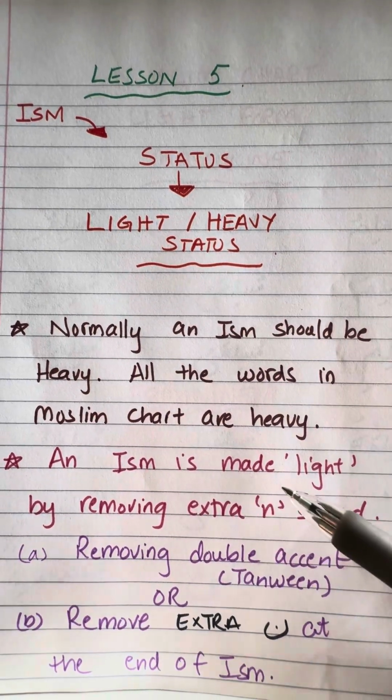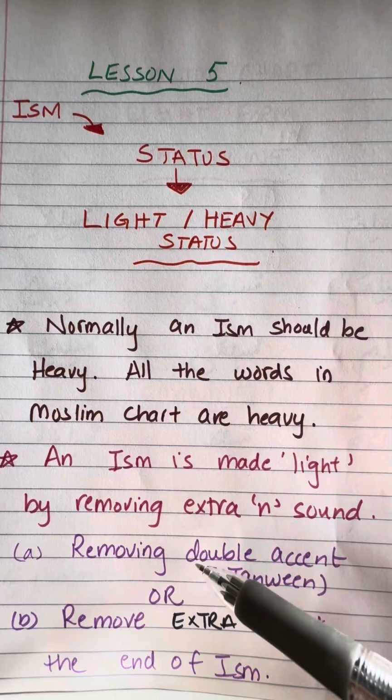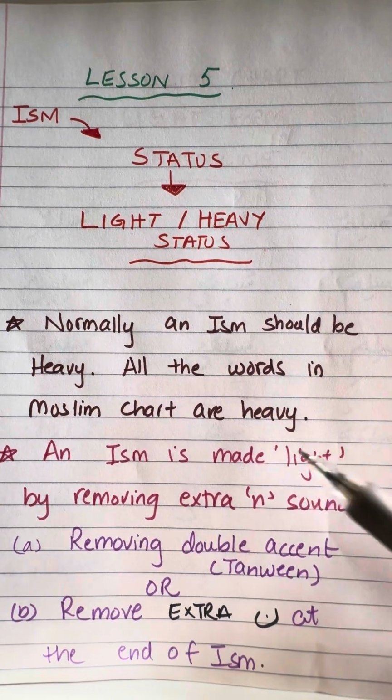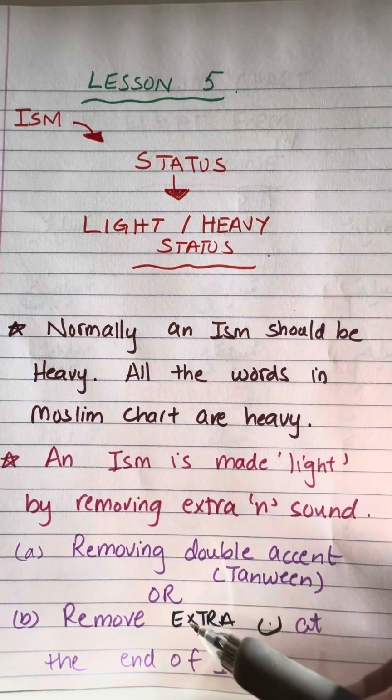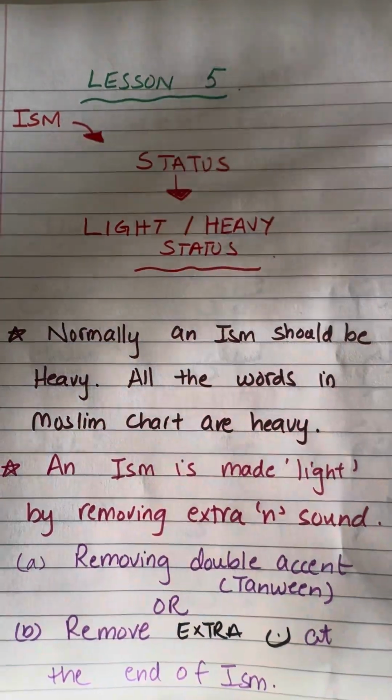Now an ism is made light by removing the extra n sound. So how can you do that? By removing the tanween, that is the double zabar or double zair or double pesh. So by removing that, or by removing the extra noon at the end of the ism. And let's see how we will do that.